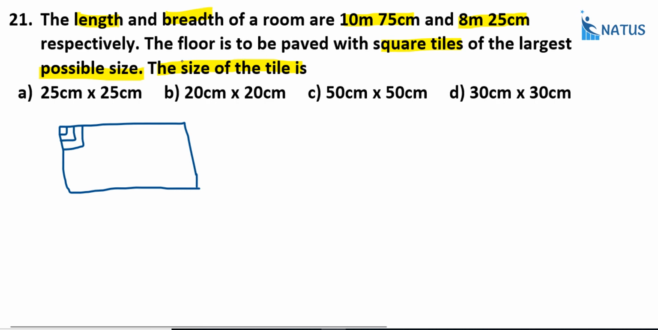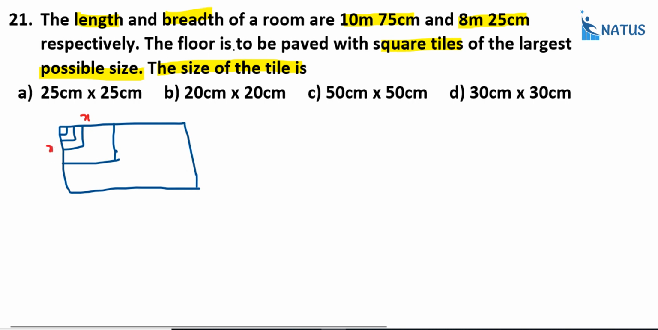What is the question? The floor is to be paved with square tiles of the largest possible size. Here we directly require the largest possible size. Now what we require is the size of a tile. No need to find out how many tiles are required, that is secondary. Suppose this is the largest tile, and let us take this length equal to x and this length is also equal to x.